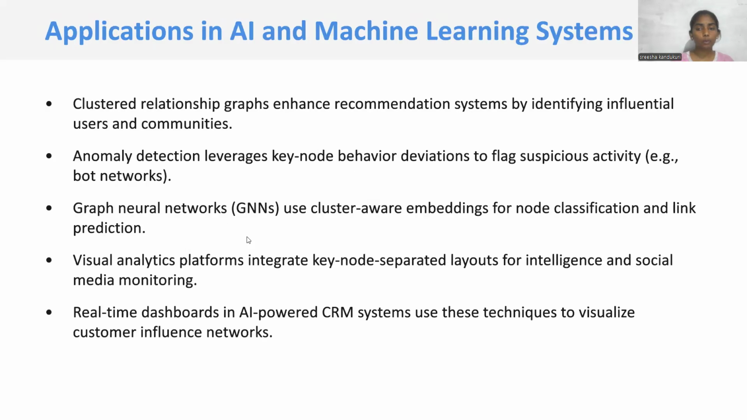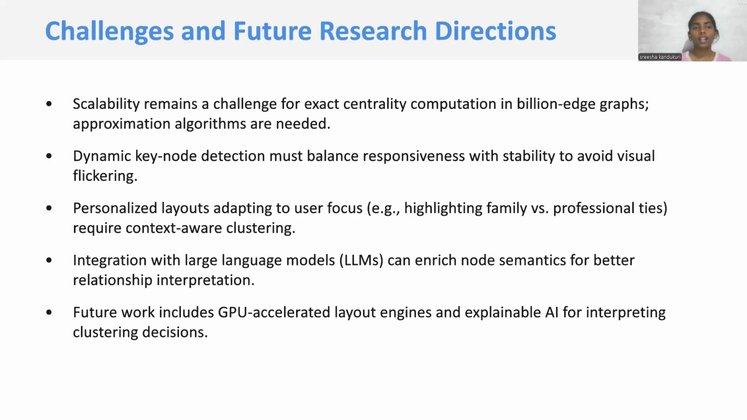And finally, we have applications and challenges in AI and machine learning systems. Some applications are clustering relationship graphs, anomaly detection leveraging GNNs, graph neural networks, and visual analytics platforms that integrate key node separate layouts for intelligence and social media monitoring, and real-time dashboards in AI-powered CRM systems.